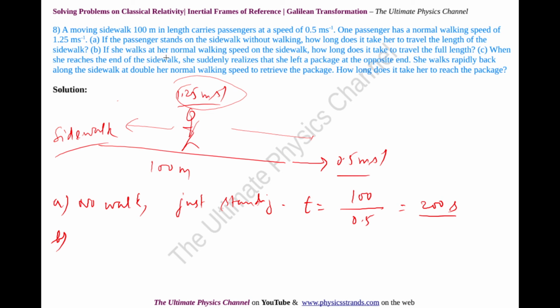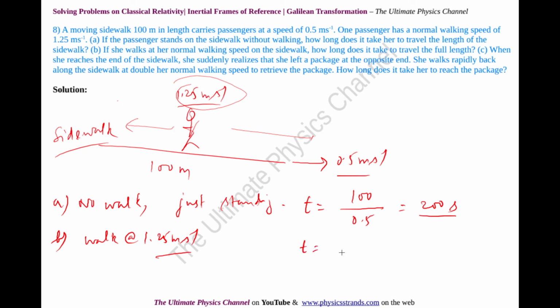If she walks at her normal walking speed on the sidewalk, that is about 1.25 meters per second, then what would be her time? How long does it take for her to travel the full length? Now, walking at 1.25 meters per second.